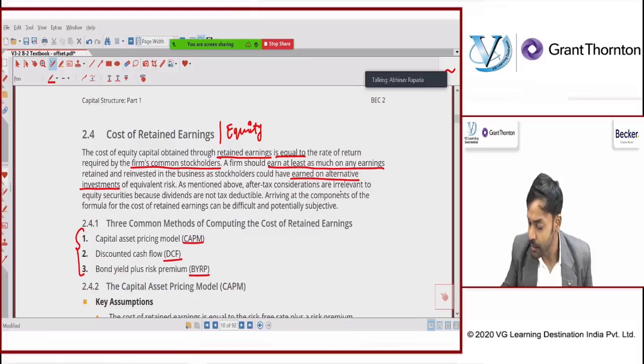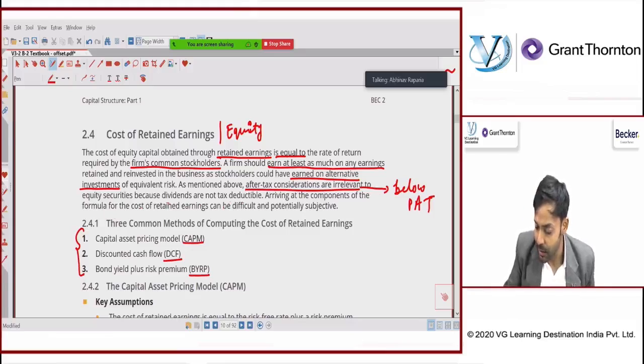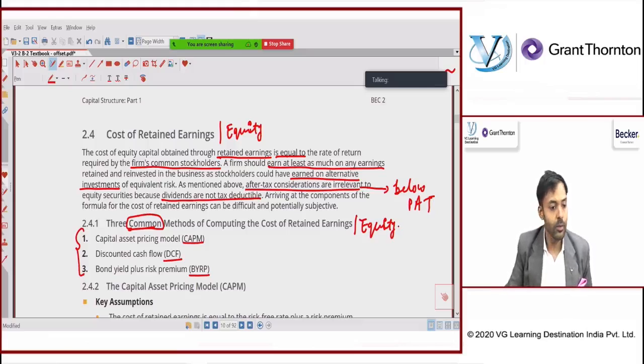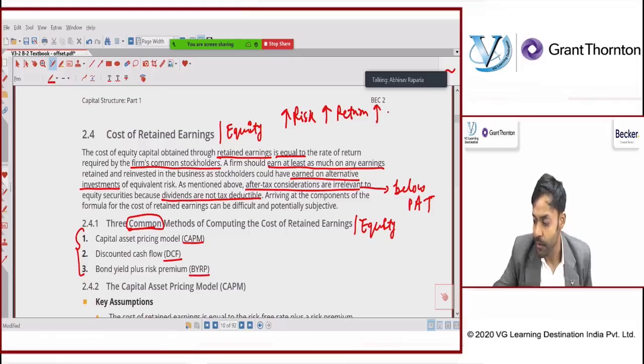As mentioned above, the after-tax consideration is irrelevant, because it is below PAT. It is not a part of this, because the dividends are not tax deductible. Arriving at the components of the formula for the cost of retained earnings can be difficult and potentially subjective. There are three common methods. They are not exhaustive methods for calculating the cost of retained earnings, or the cost of equity. This is going to be the highest cost among those we have done, because equity holders are taking the maximum risk, and that's why they are expecting the maximum return, and that's why the cost of equity is going to be the maximum, right?